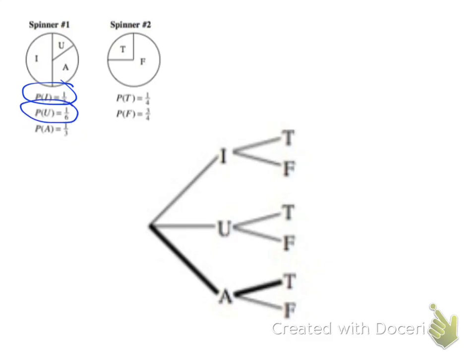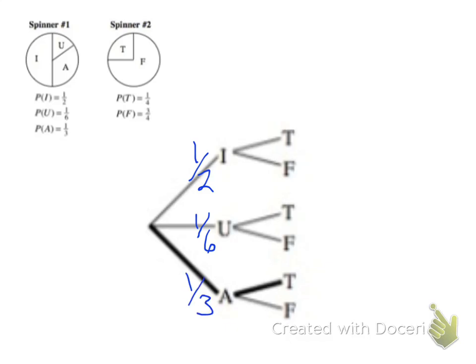The problem when we're looking at our tree diagram is that all three of these options look to be the same. In order to stop that from happening, we're going to fill in our probability along our path. So our probability for I is 1/2, so I'm going to write a 1/2 here next to I. Same thing then for U, I have a 1/6 here for U, and A is then going to be a 1/3.